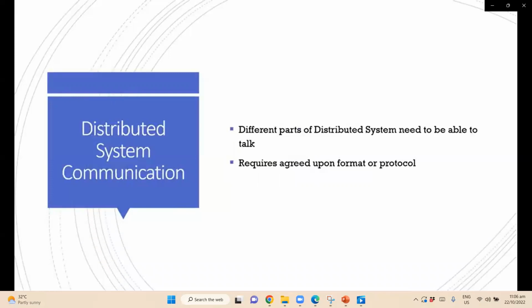Since information needs to be passed around our distributed system, they obviously need some way to communicate. There are a lot of different strategies to do this, but at the most basic level, it requires some sort of uniform format or protocol so that the different parts can understand what the others are saying when they pass messages back and forth. You can think about it like a general human language. If somebody's speaking Spanish and somebody else is speaking English, you're not going to be able to talk to each other. And that's similar to how it is with computers.